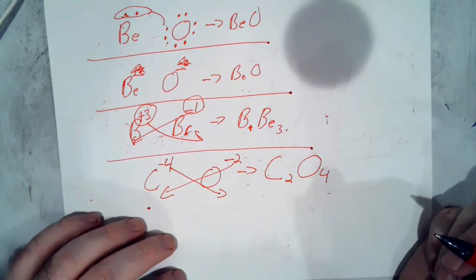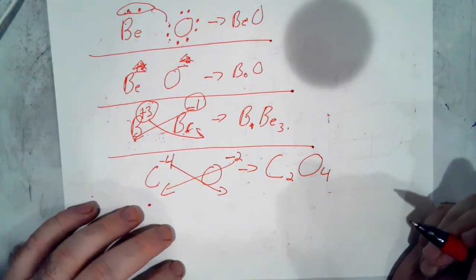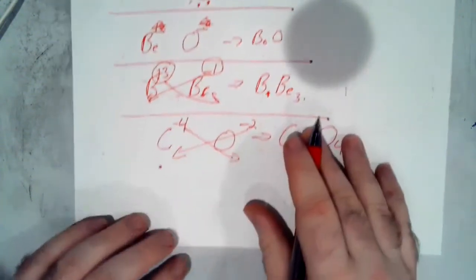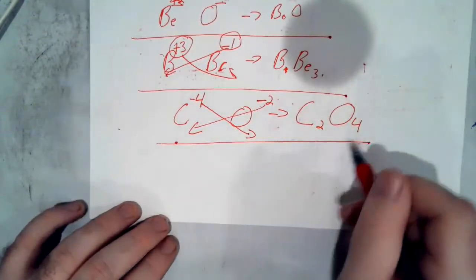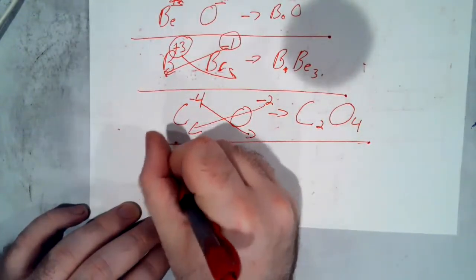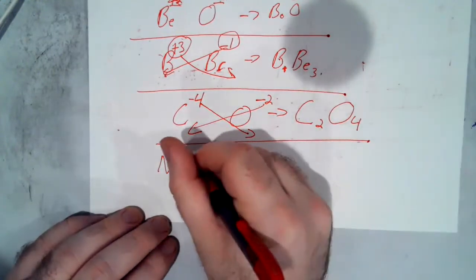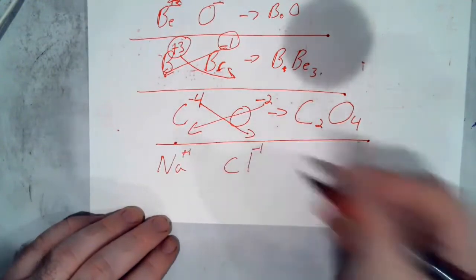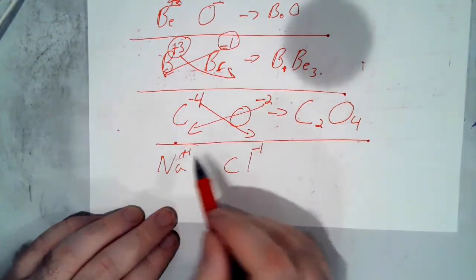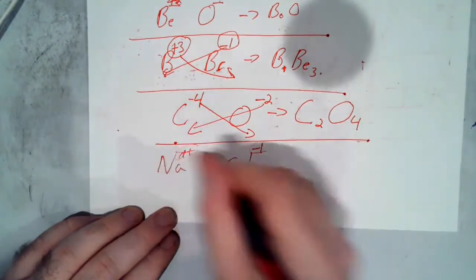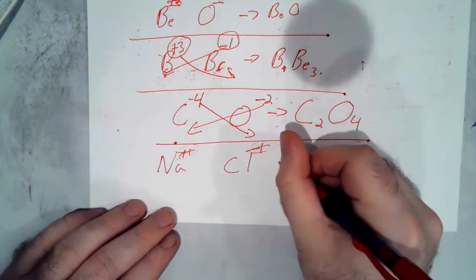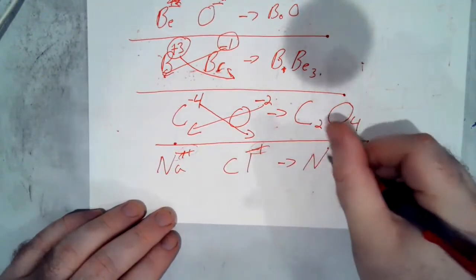C2O4. That's just crisscrossing them. And final example, sodium, chlorine. +1, -1, they're opposites. +1, -1, they're opposites. They cancel out, and you got yourself sodium chloride.